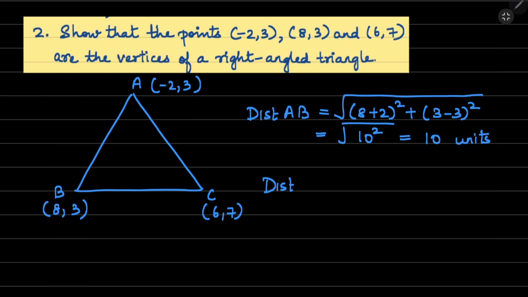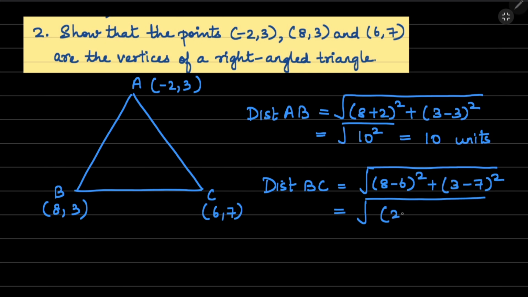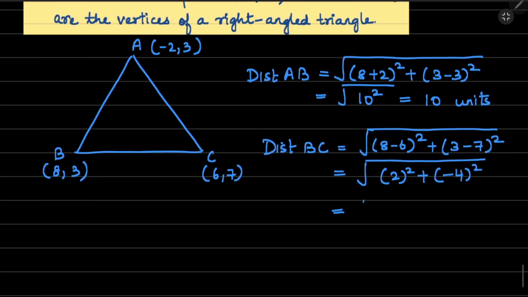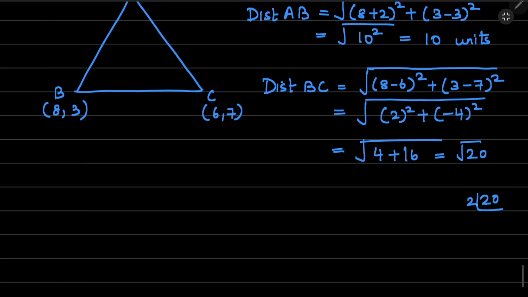That's the distance between A and B. Now let us calculate the distance between B and C. So root of, again, (x2 minus x1) squared, so it is (8 minus 6) the whole square plus (3 minus 7) the whole square. What is 8 minus 6? It is 2 square plus 3 minus 7 is minus 4, the whole square. So this is equal to root of 4 plus 16, which is root of 20. If you do the prime factorization of 20, you get 2 root 5. 2 root 5 units is the distance between B and C.